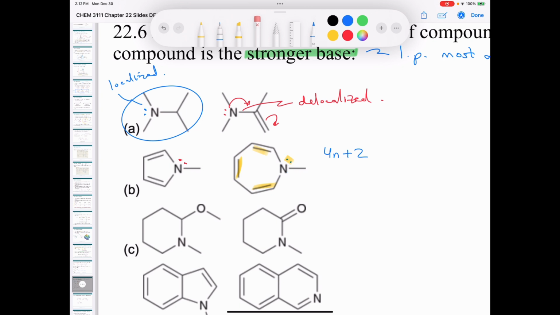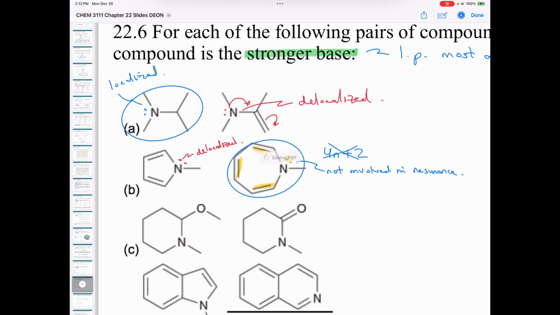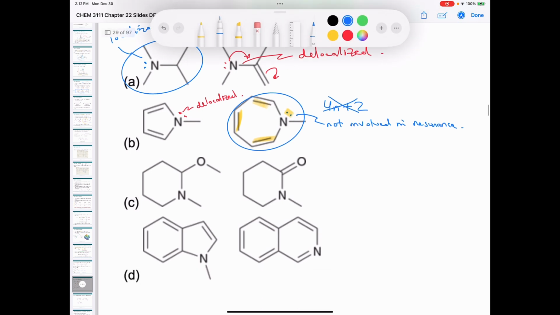So let's erase that p orbital. And we'll put here, doesn't satisfy Huckel's rule, not involved in resonance. Another way you could say it is it's not delocalized, whereas this pair is delocalized. And so the compound on the right is going to be the stronger base. So if you have to go back and review Huckel's rule, make sure you do that. The next one should be a little less complex than that last one.